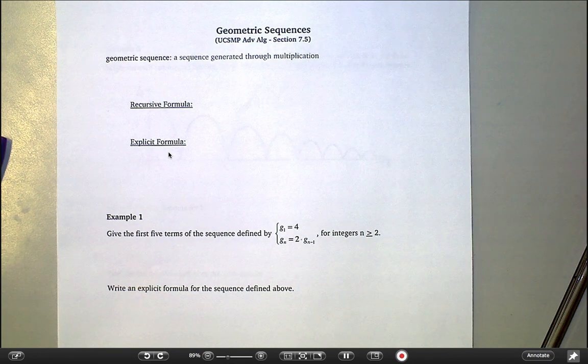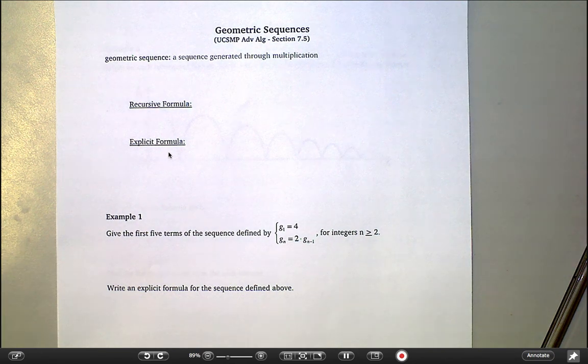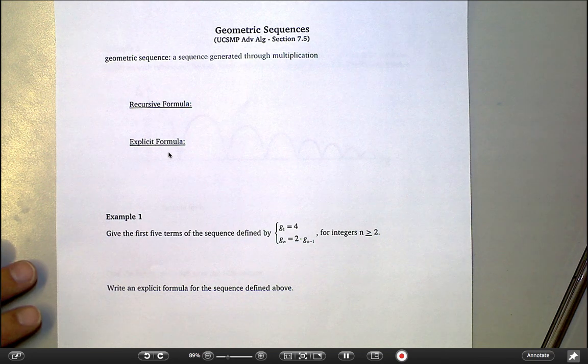Hello everyone. Today's lesson is on geometric sequences. And I've got a definition there for you of what a geometric sequence is. It's a sequence generated through multiplication.